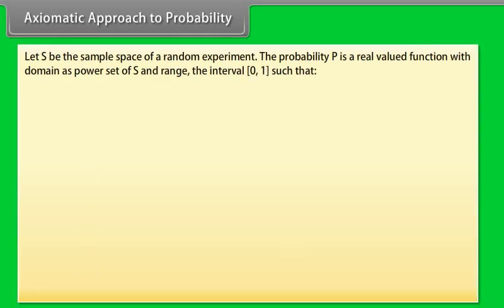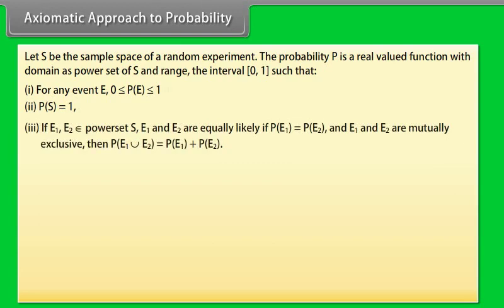Axiomatic approach to probability. Let S be the sample space of a random experiment. The probability P is a real valued function with domain as the power set of S and range the interval [0, 1], such that: 1. For any event E, 0 is less than or equal to P(E) is less than or equal to 1. 2. P(S) is equal to 1. And 3. If E1, E2 belong to the power set of S, and E1 and E2 are mutually exclusive, then P(E1 union E2) is equal to P(E1) plus P(E2), where P(Ei) is called the probability of event E.